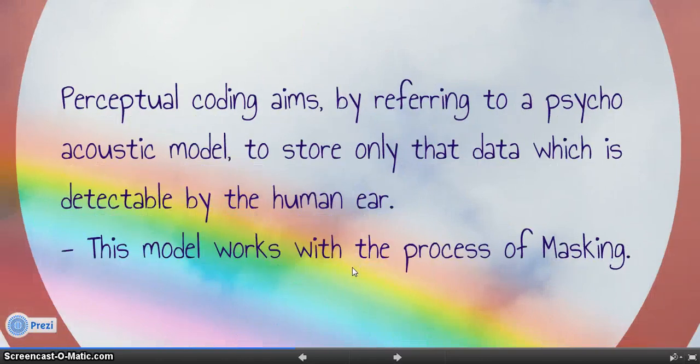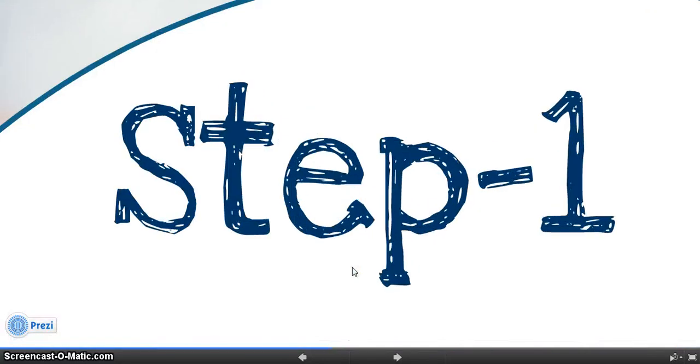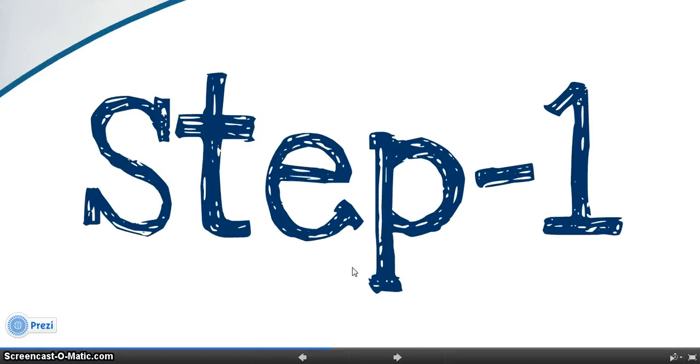Moving on to the perceptual coding, it aims, by referring to a psychoacoustic model, to store only that data which is detectable by the human ear. This means this model works with the process of masking, which will take the steps regarding the removing of irrelevant data.